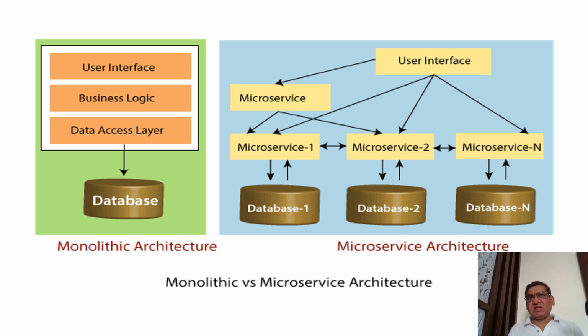We'll write a service for that functionality. Again, we'll split the business functionality and write a service for it, and again we'll split the business functionality and write a service for that functionality. So now we have services for each and every functionality. These services we register in a registry server, the Eureka server, and from that server we'll access these services.